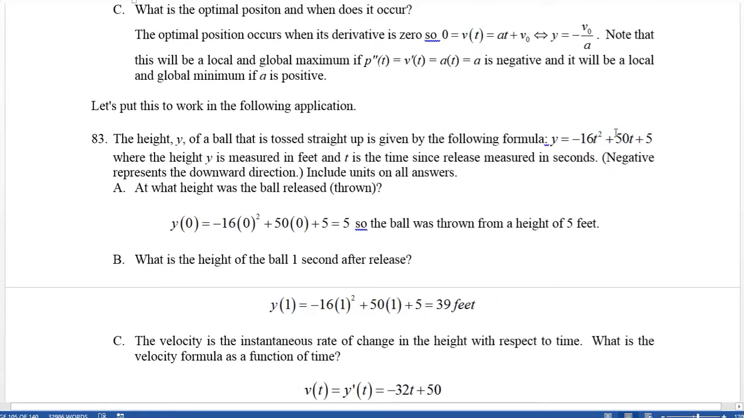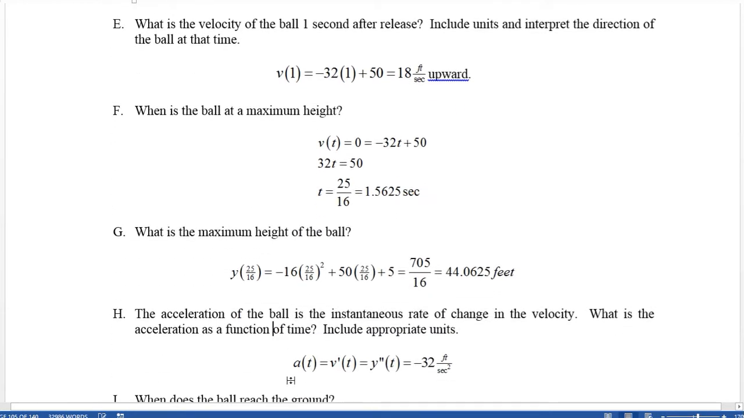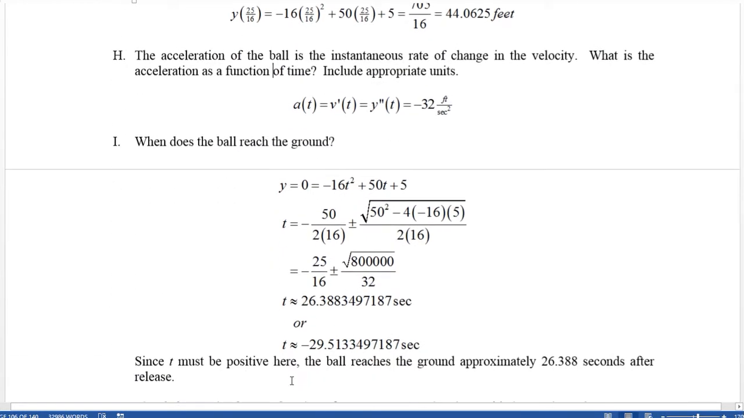So it has a very limited domain for this particular one in the context of the problem. If you just look at the formula, these are polynomial functions. It looks like the domain's all reals. But in the context of the problem, it's actually limited. So where were we? Okay. What we know is that y is 0. The height is 0. So 0 equals negative 16t squared plus 50t plus 5. Well, we know how to solve those. That's a quadratic formula problem.